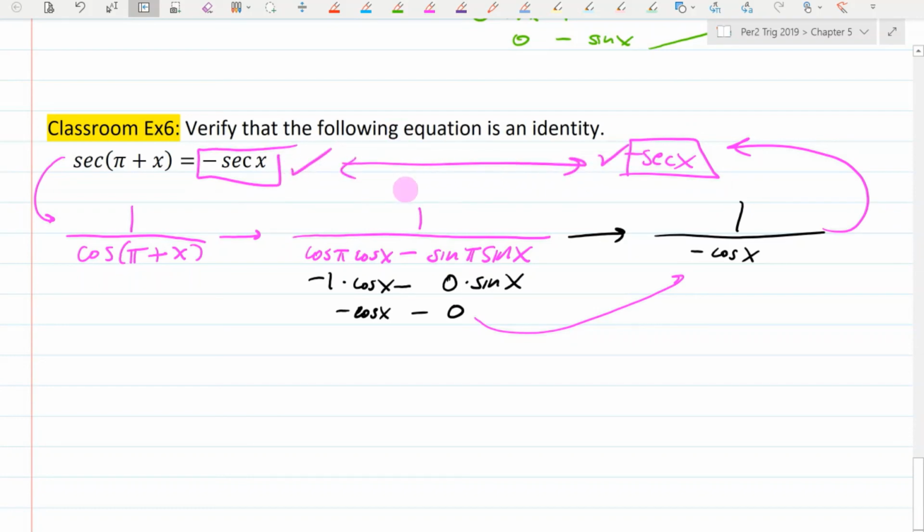They're equal to each other. That's finished. We're done with section 5.3. We'll do some practice. We'll do a lot of practice actually. And then we'll go into section 5.4.